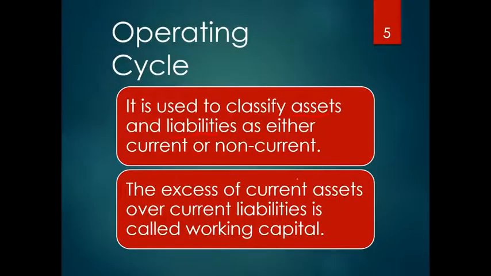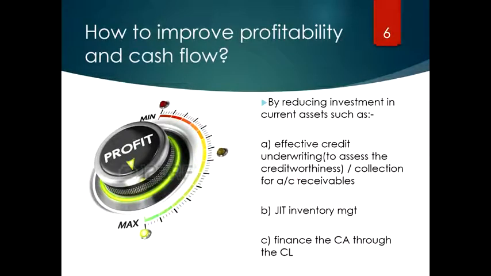Itulah. So, the excess of current assets over current liabilities is called working capital. So, setiap company, they wish to have the working capital. They wish their current asset is higher than their current liabilities. Nevertheless, this working capital is costly. Therefore, most of the companies focus on to improve their profitability and cash flow. Okay, so they focus to improve their profit dan juga improve their cash flow. So how are they going to improve their profitability and cash flow? That is by reducing the investment in current asset.